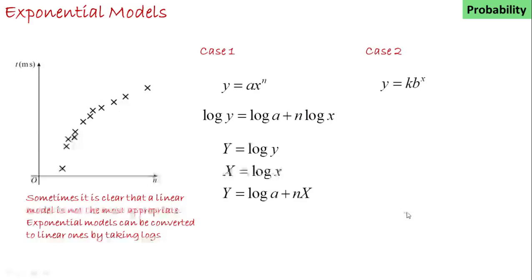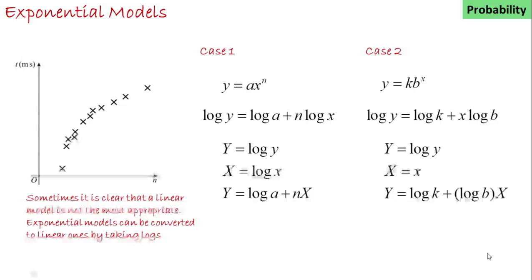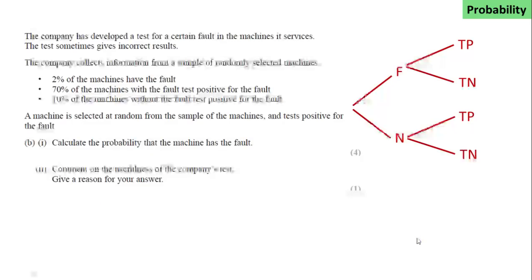Similarly, case 2, y equals k b to the x, taking logs of both sides. We have a similar picture, but here we just take the log of y, we keep x as it is, and we have a linear relationship between big Y and big X. Okay. Moving on, we're going to look at some probability.